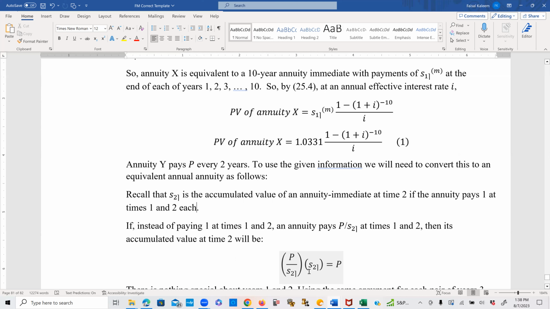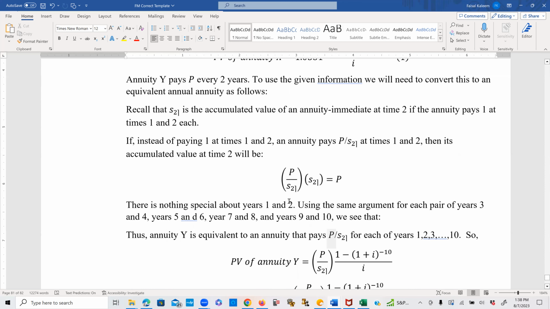then the accumulated value would be P over S2 times S2. Because we know that if instead of 1, the payment is X, then the accumulated value is just X times the usual value where the payments are 1. So if the payments are P over S2, then the accumulated value at time 2 will be P over S2 times the accumulated value at time 2 of the annuity which pays 1 each, which is S2, and that comes out to be P. The S2s cancel out. Now, there's nothing special about years 1 and 2. We can use the same argument for each pair of years 3 and 4, 5 and 6, 7 and 8, and 9 and 10.